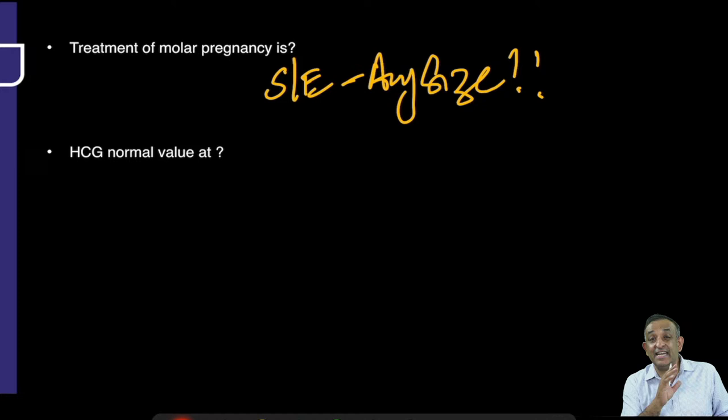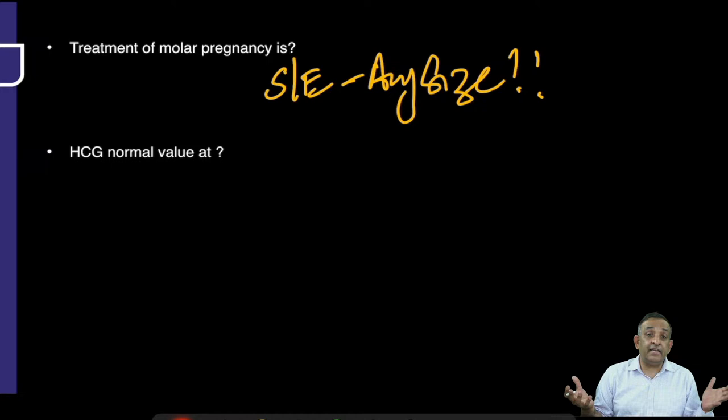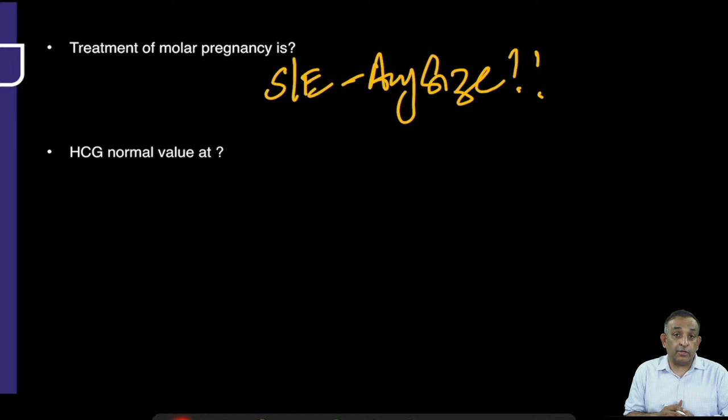Please remember, in molar pregnancy, the size of the uterus is much more than the pregnancy duration. Suppose the pregnancy is only 8 weeks, but you may see a uterus of 20 weeks. Like that, you may see a big uterus. All right?